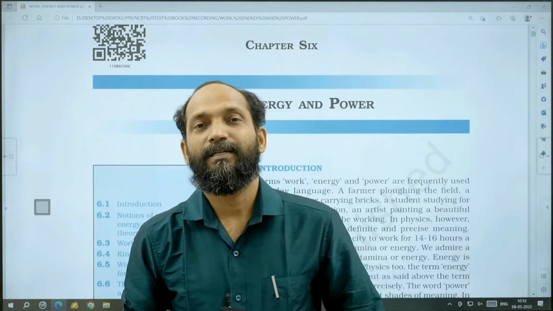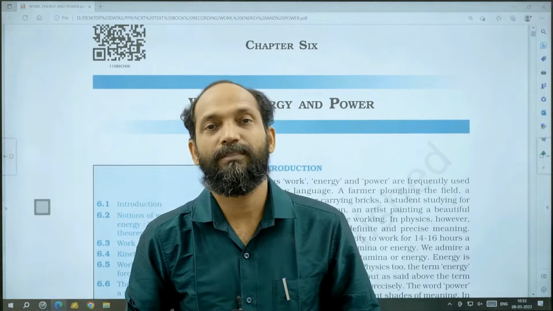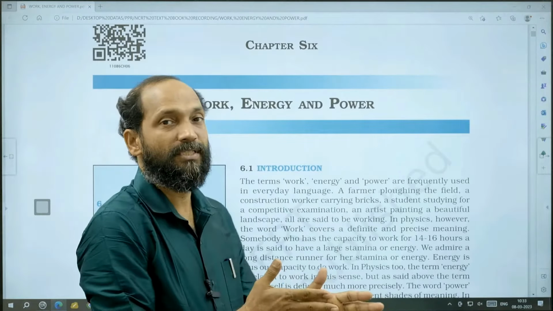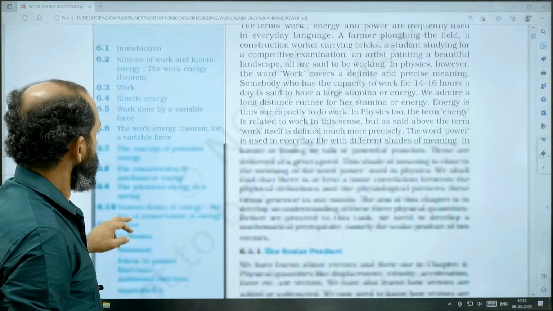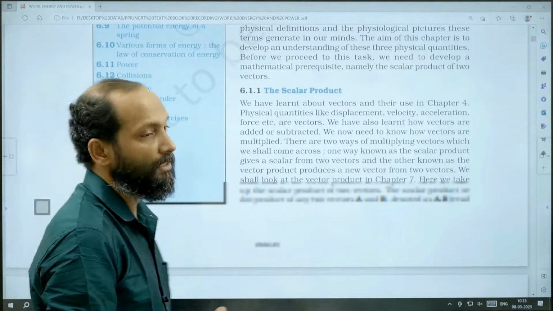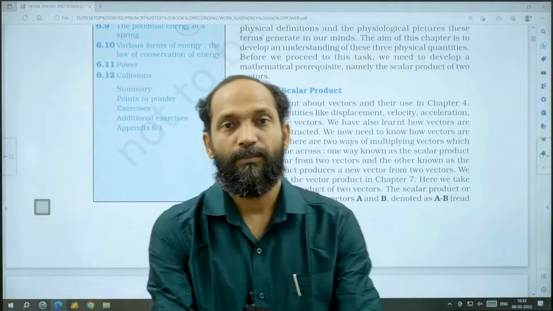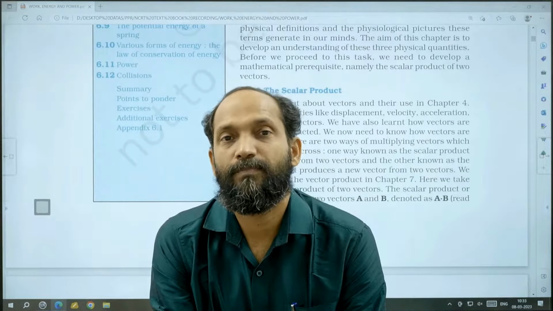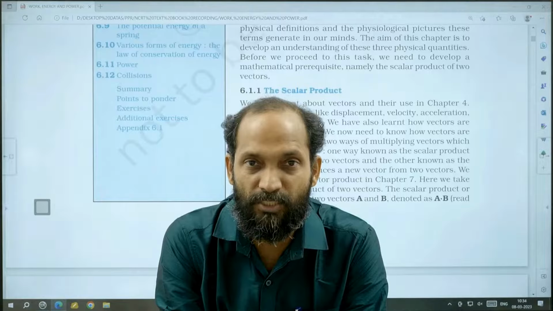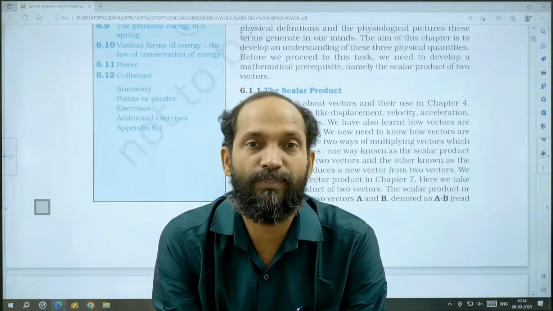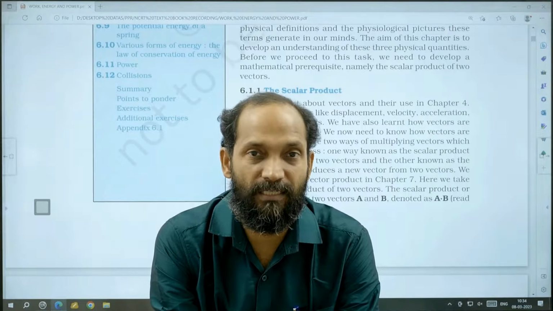Hello, welcome back. Now we proceed with the next chapter, chapter 6, work, power, energy. Here we deal with work, energy and power. Work is defined as the scalar product of force and displacement, F dot S, Fs cos theta. Work is a scalar.